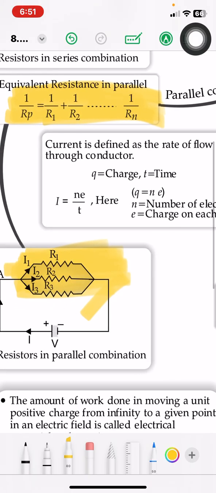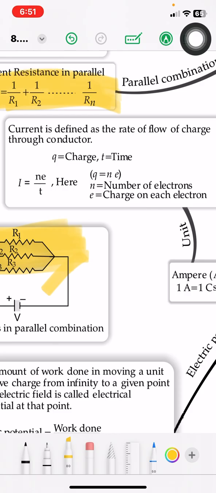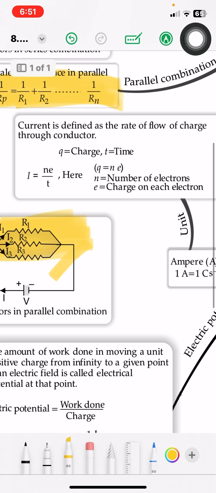And the other topic is, someone is asking what is current. So current is basically charge upon time. Charge is the number of electrons into the charge of an electron, okay, how many electrons are emitted basically. This is the formula.